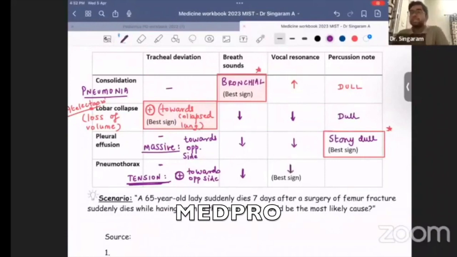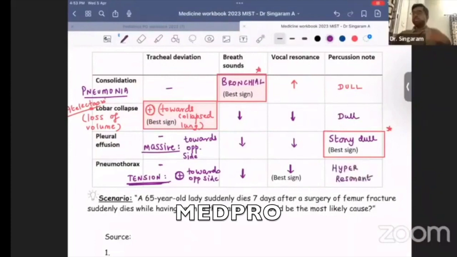What about percussion note? See, percussion note is something like you're tapping like this, right? Now here, what is accumulating? I was telling you here, air is accumulating. So much of air is accumulating. So you tell me what will happen to the percussion note. The percussion note will be very, very hyper resonant. Okay, it is called a hyper resonant percussion note.